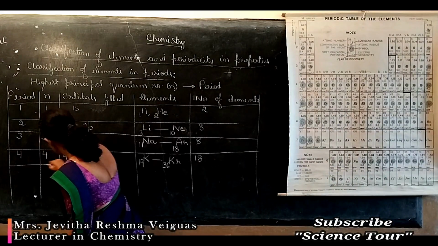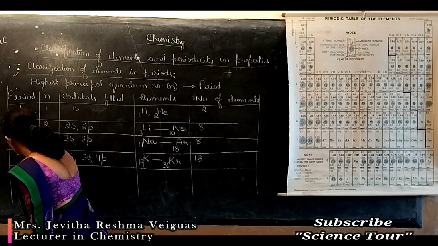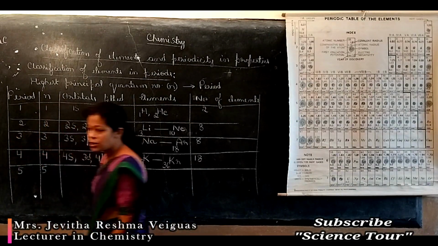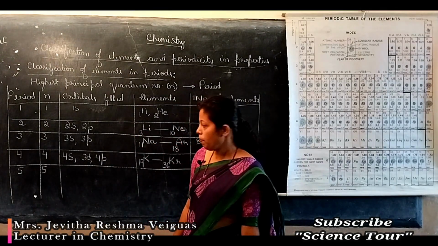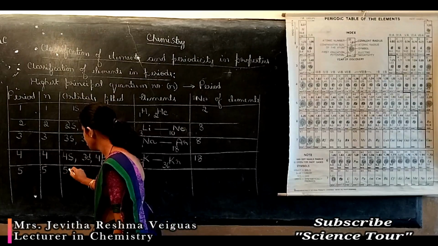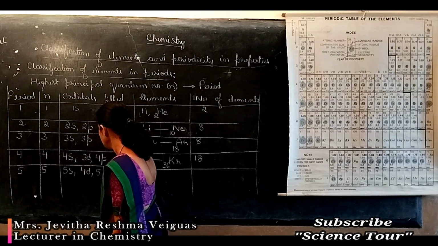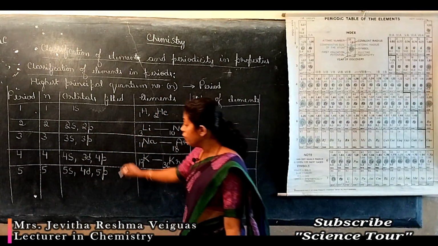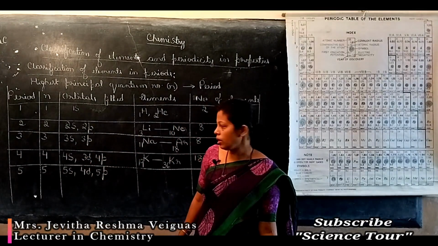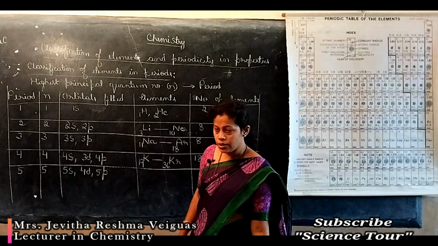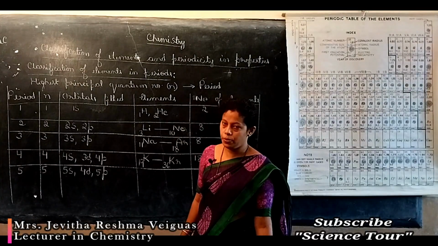Next, let us learn about period 5. Period 5 indicates highest principal quantum number 5. Here the orbitals possible are 5s, 4d and 5p. These are the orbitals in which the electrons are successively filled with the increase in atomic number. As atomic number increases, electrons are filled in these orbitals as per Aufbau principle.